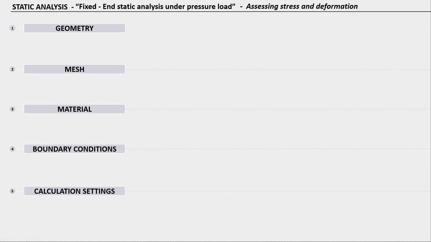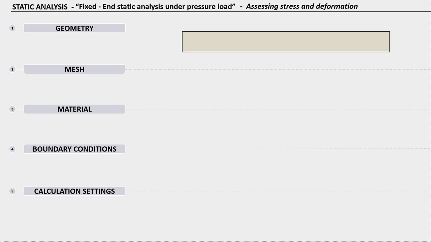In this problem we are going to solve a simple static analysis. So first we need to create the geometry. I will start by defining a solid block with dimensions 0.1 meters by 0.1 meters for the base and a height of 1 meter. Once the brick is ready, I will split this surface at a distance of 0.1 meter. I created a split because I want to apply pressure specifically on this surface.